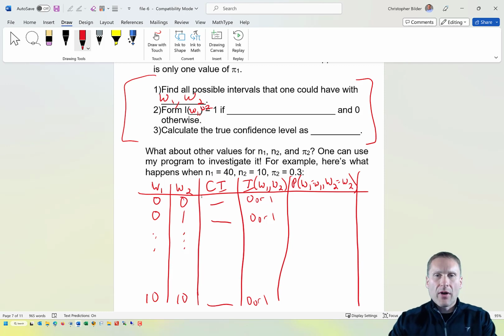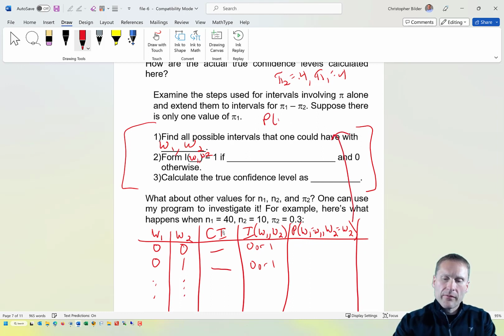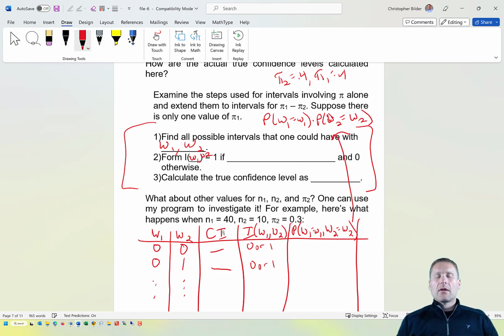I need to find that probability. Well, what is that probability? At first you might be thinking, you don't know, but actually it's very related to something that we already do know. Because we have independent binomial sampling, we can break this joint probability up into these smaller probabilities that we do know how to find.